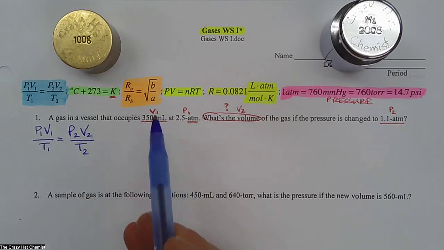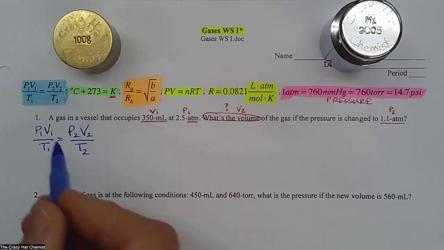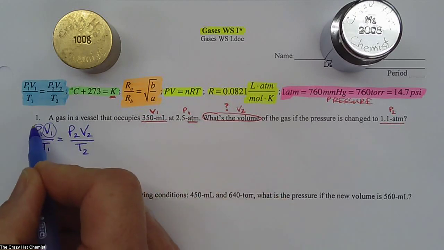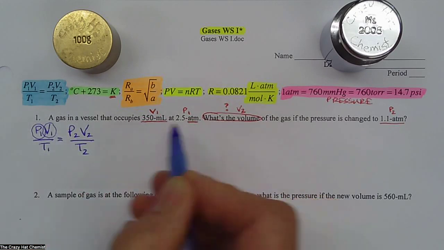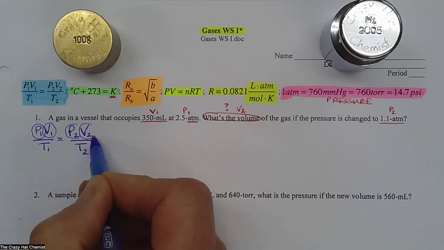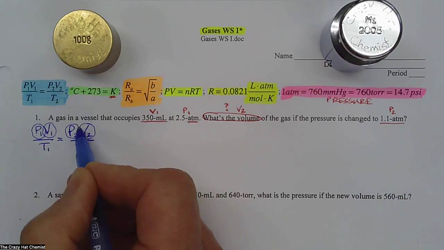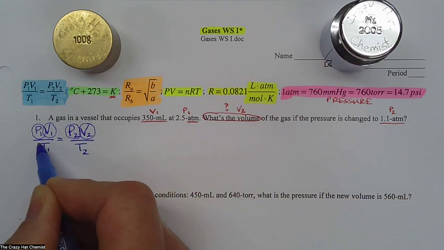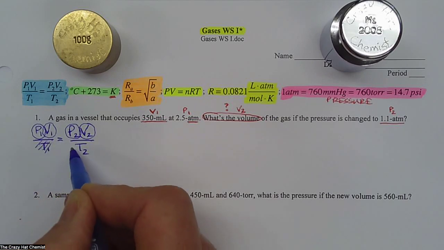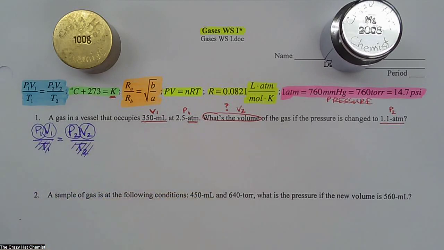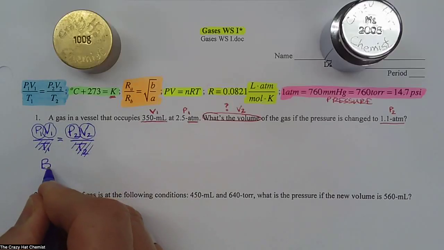So we have volume 1, so we actually have this right here. We have pressure 1, we have that right there. We are looking to solve for volume 2, and we have pressure 2. What we don't have is temperature. So that is making an assumption here, and that assumption is that the temperature is being held constant. This is actually called a Boyle's law problem.